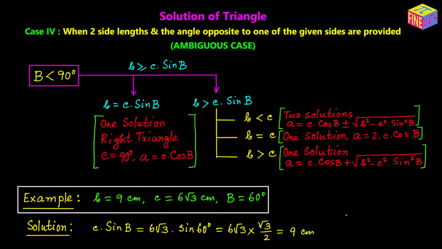So here we have the first scenario when B is an acute angle, where B is equal to C times sine of B. And for that scenario, we know that there will be only one solution, and it will be a right triangle, where the right angle will be the angle C. We can also use the Sine Law to calculate the value of the side length A. So let's try to do that. First we'll find out the value of the angle C, and then we'll derive the value of the angle A, and then we'll derive the value of the side length A.